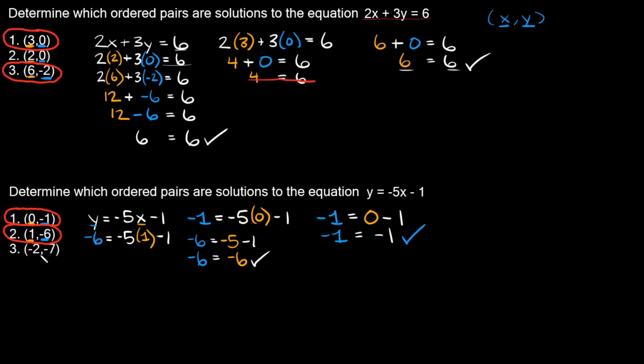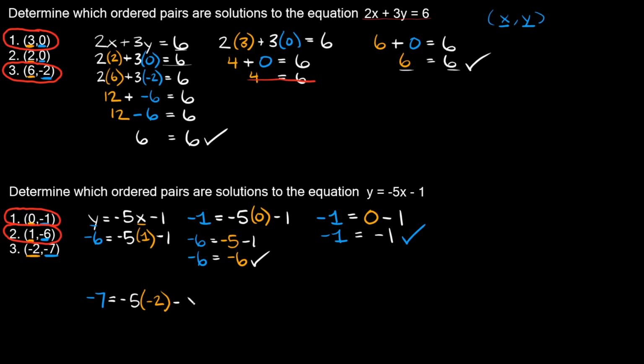All right, and then let's just check this last one right here, (-2, -7). Okay, so again, this is your x number, and this is your y number. Okay, so our equation again is y is equal to negative 5x minus 1. So our y number is negative 7, right? So let's write that down. So negative 7 is equal to negative 5 times x, negative 5 times, and our x number here is negative 2, right? So we're going to multiply it by negative 2. And then we have a minus 1 right there.